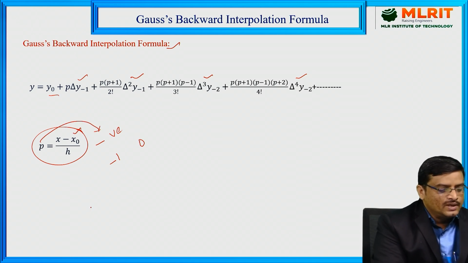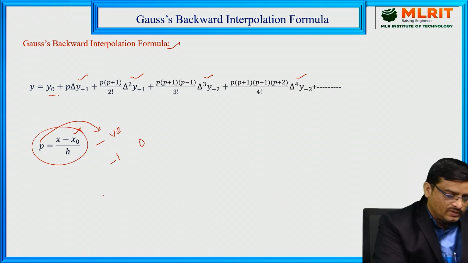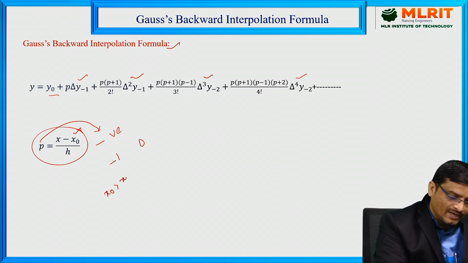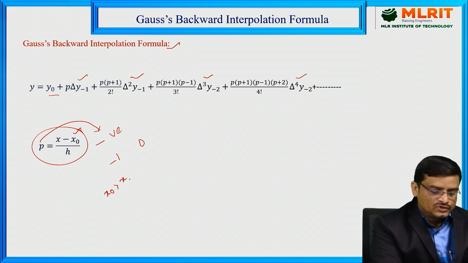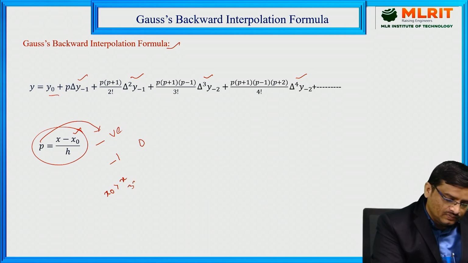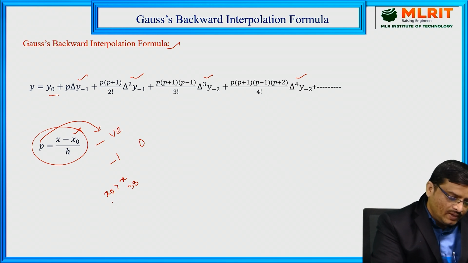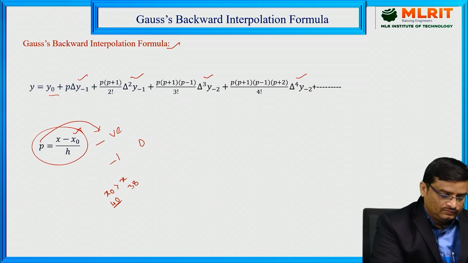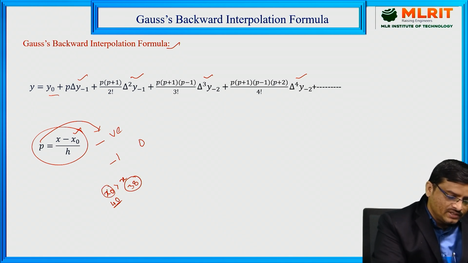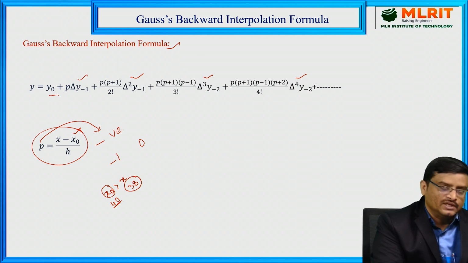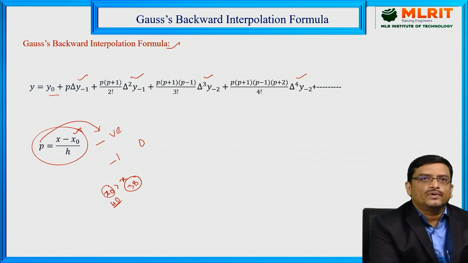So whenever we want to apply this Gauss backward interpolation, whatever the x naught value we consider, that x naught value always should be greater than our x value given in the problem. Suppose the x value is 38, now if you want to apply this Gauss backward interpolation, we have to consider our x naught value as 40 if it is in the table. Whatever the x naught value we consider, that should be greater than this 38. That is the important point we have to remember.